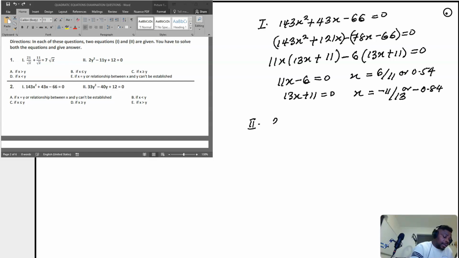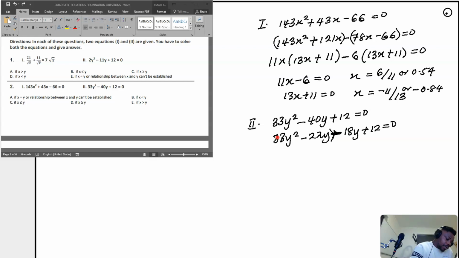The second one says 33y squared minus 40y plus 12 is equal to 0. So let's factorize this, okay? This is 22y plus 18 minus 18, that will give me 40. So minus 18y plus 12. So what can go here? 11y. This is 3y minus 2.